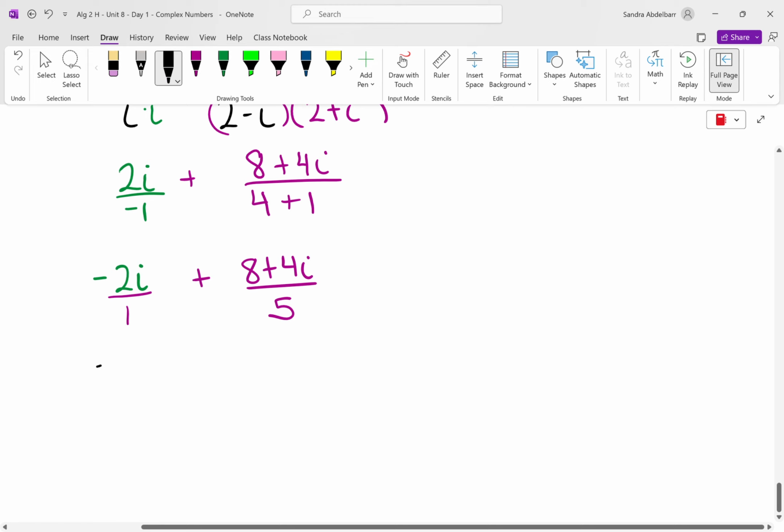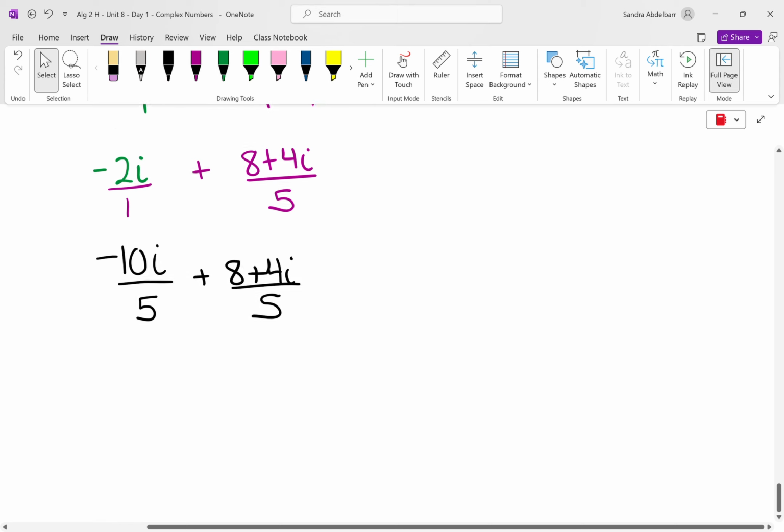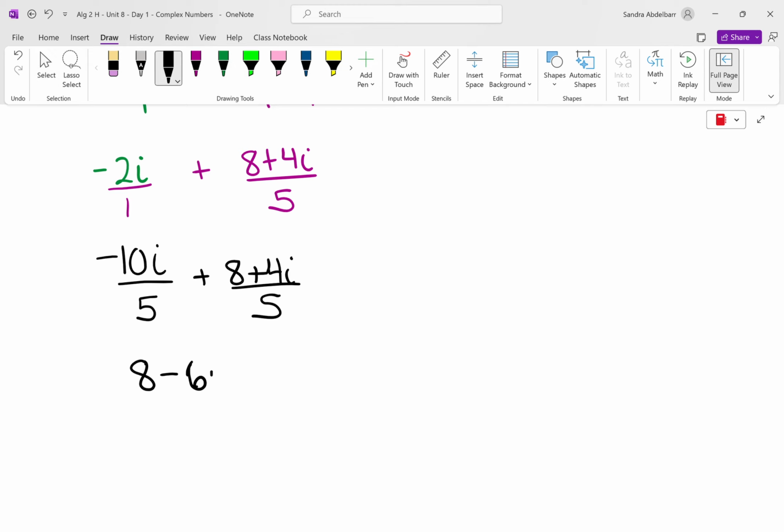Do we all agree now our common denominator has to be 5? So now I'm going to create a common denominator of 5. So that's a negative 10i over 5 plus 8 plus 4i over 5. Now that we have the same denominator, I can add the numerators. So we get 8 minus 6i over 5. Is there anything left to simplify? No. So this is our answer.